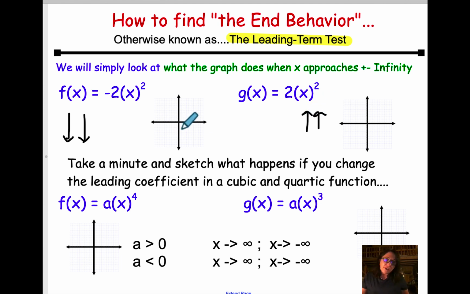So most of the time when you're graphing something like this, if it was a positive, it would go up, but this one's negative. So this could go down like this, down like that. And that's what this is. And additionally, this one up, this one up. This is called end behavior.